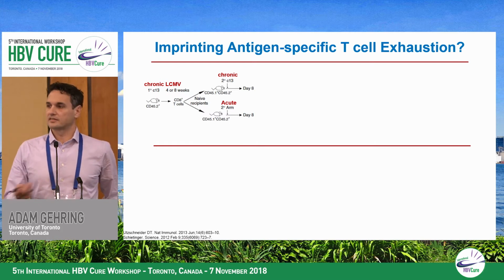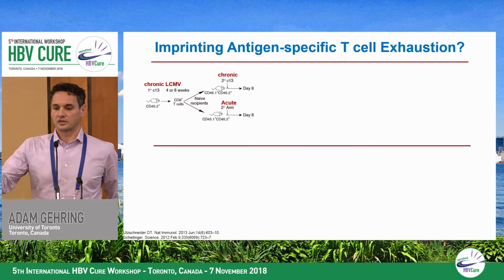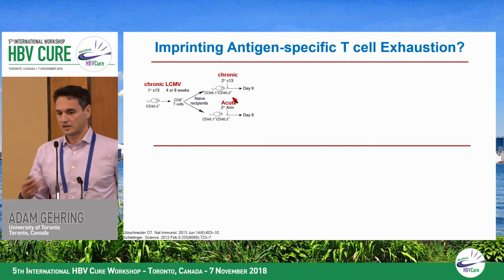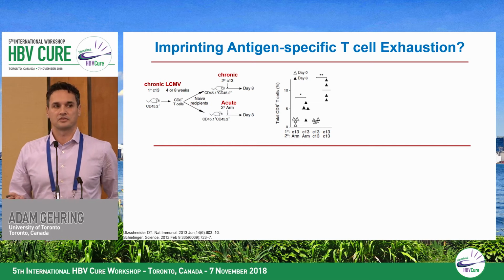And so in this case, the mice were chronically infected with LCMV, and then they took T cells out and transferred them either into another setting, which is also a chronic infection, or into a setting that is an acute infection. And then they measured the T cell response. And what happens to the T cell response if they come from a chronic setting and then either stay in a chronic setting or go to an acute?